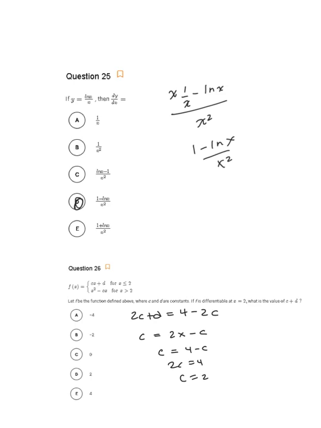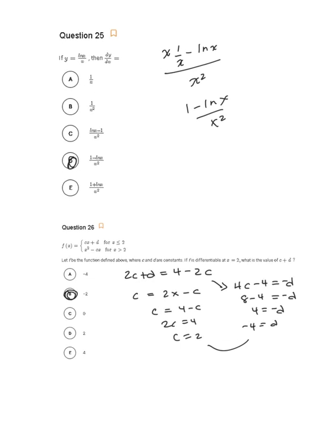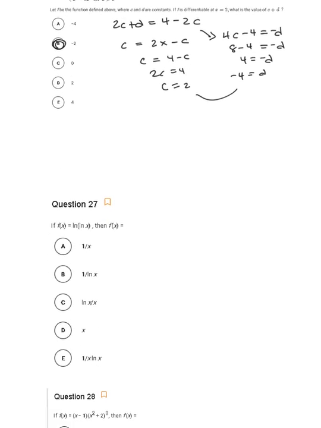So then if c is 2, let me go back to this. I have 4c minus 4 equals negative d. So I get 8 minus 4 equals negative d. 4 is negative d, d is negative 4. So c plus d would be negative 2. It's like a little scavenger hunt. I don't know. I think it's kind of fun. I wouldn't want to do 50 of them, but one of them is okay.